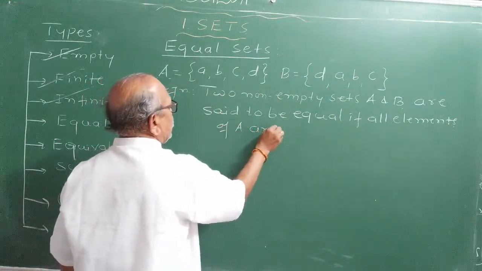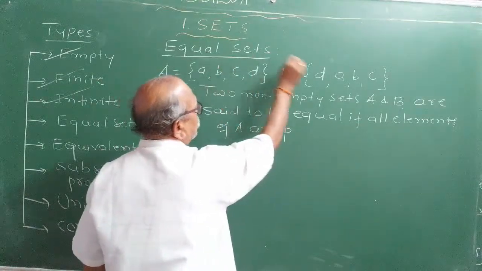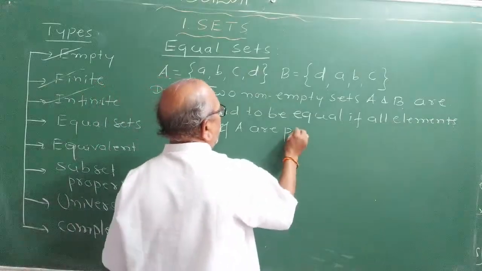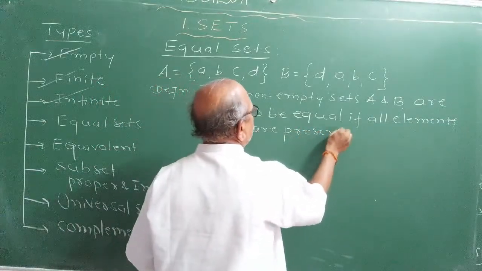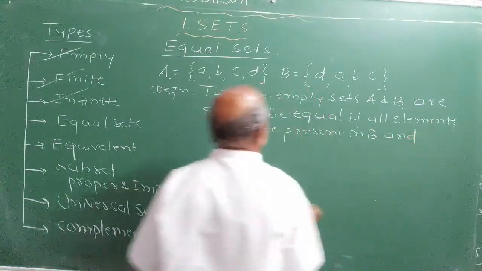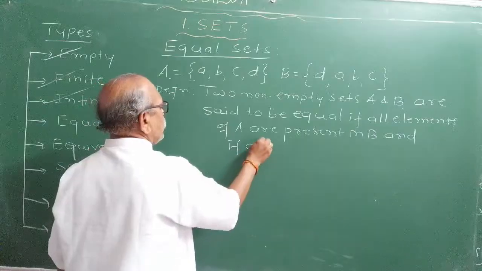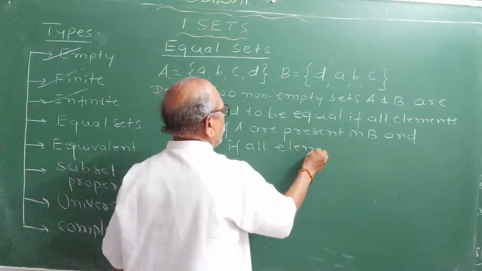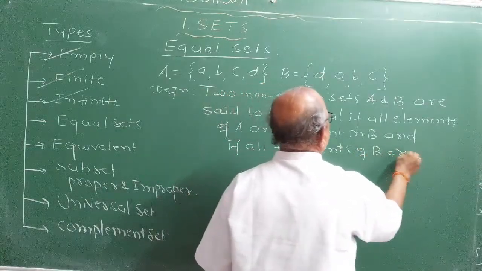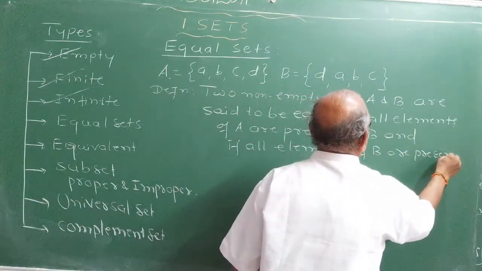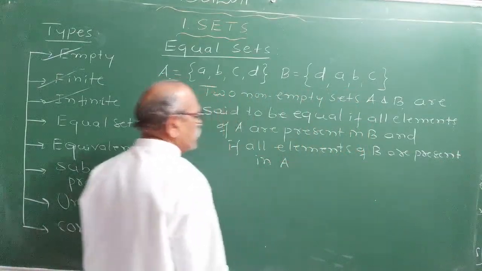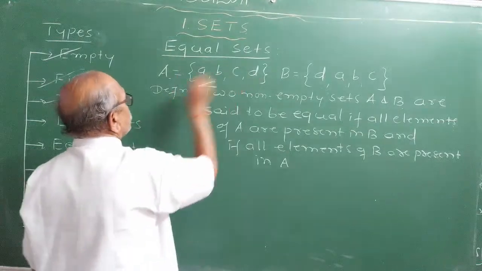are present in, that is, all elements of A must be in B, and all elements of B must be in A. If all elements of A are present in B and if all elements of B are present in A, right? That is called equal sets.